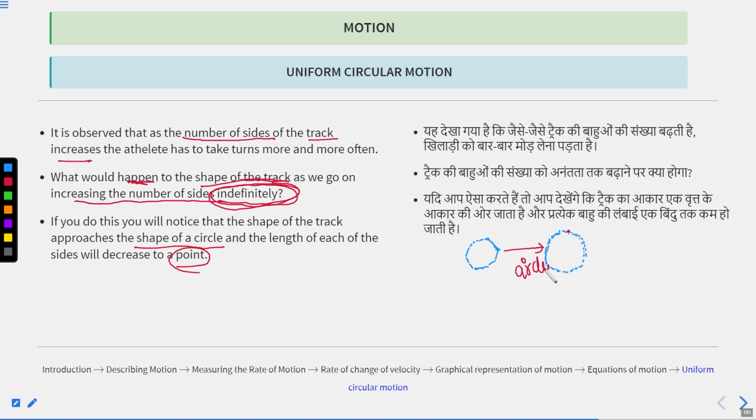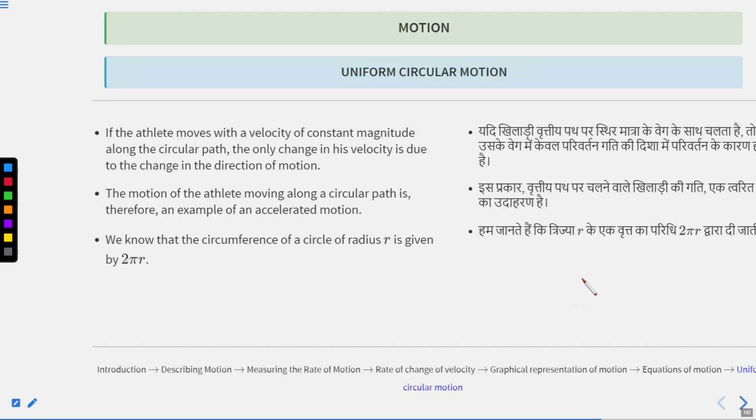Is it okay, class? A rectangle has 4 sides, a pentagon has 5 sides, a hexagon has 6 sides, an octagon will have 8 sides. As you increase the number of sides, the shape will become closer to the circle. And if you increase the number of sides continuously, the shape will become close to a circle and each side will become a point. Clear?